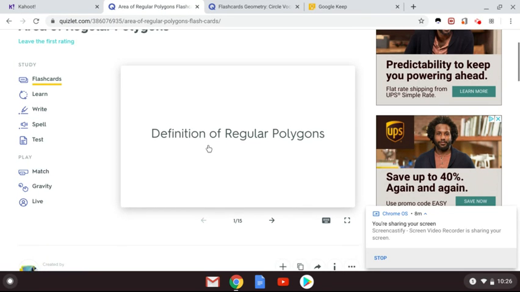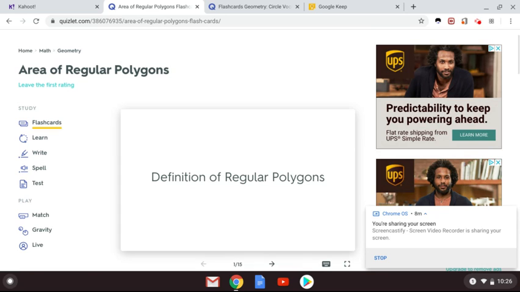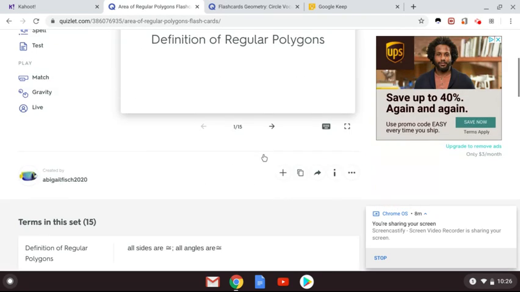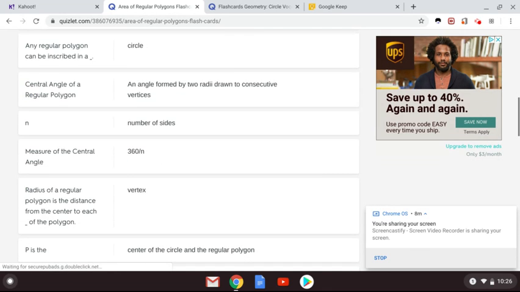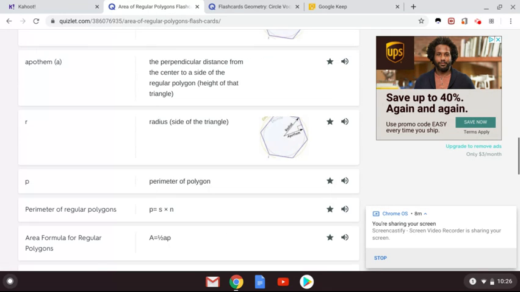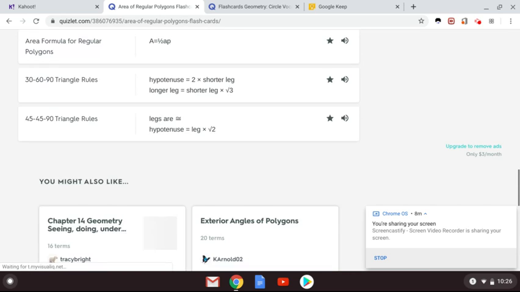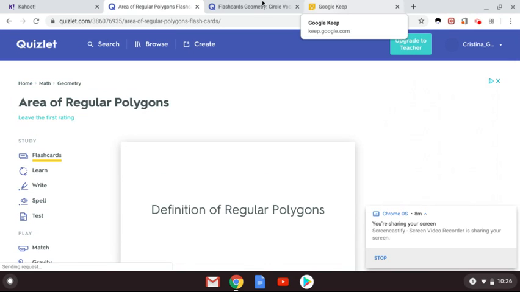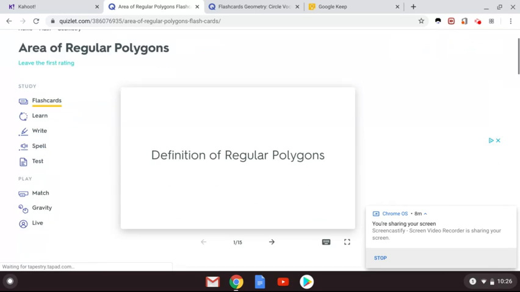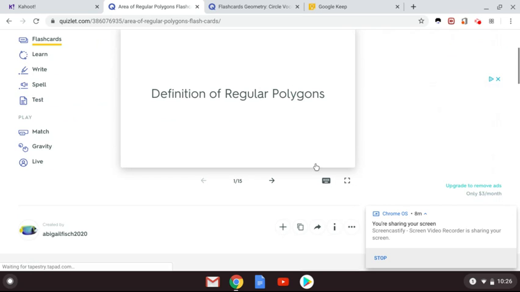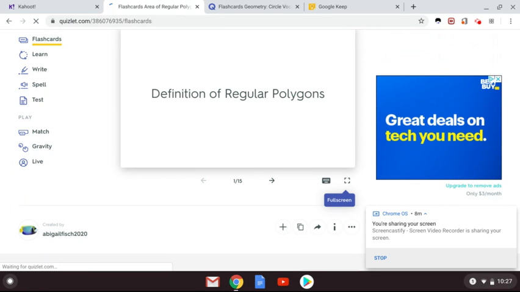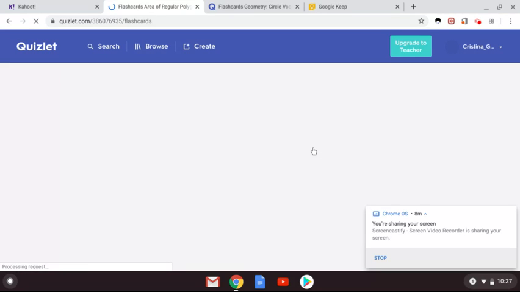Now we're going to go over the area of regular polygons. This one has a little bit of definitions. Actually, they're all definitions. Once we get to Kahoot, that's where we'll be doing more hands-on work with the problems themselves.